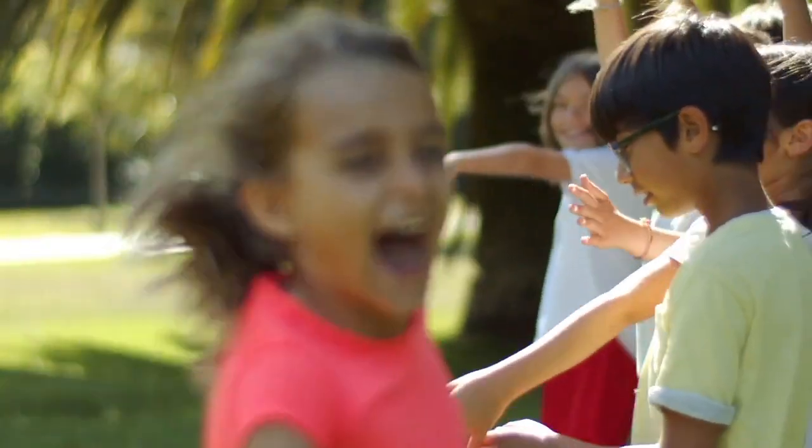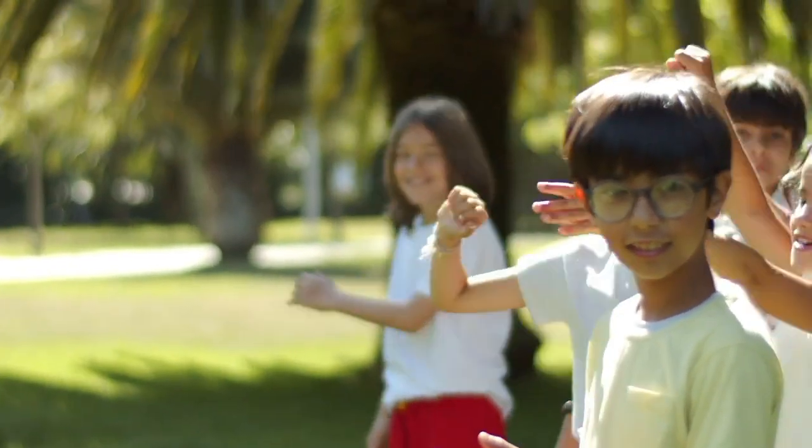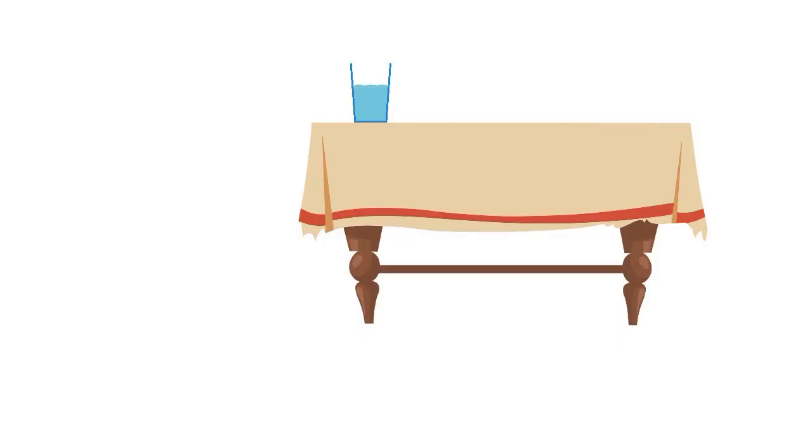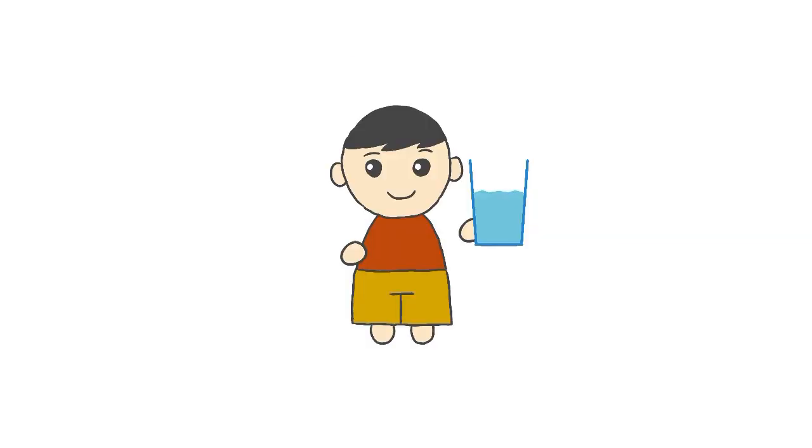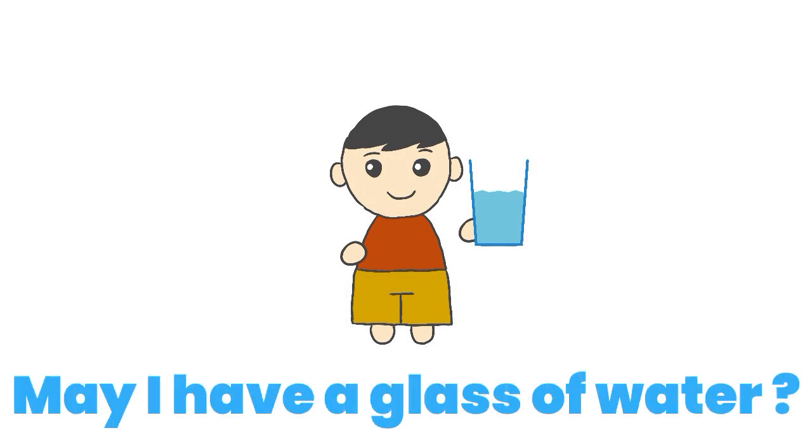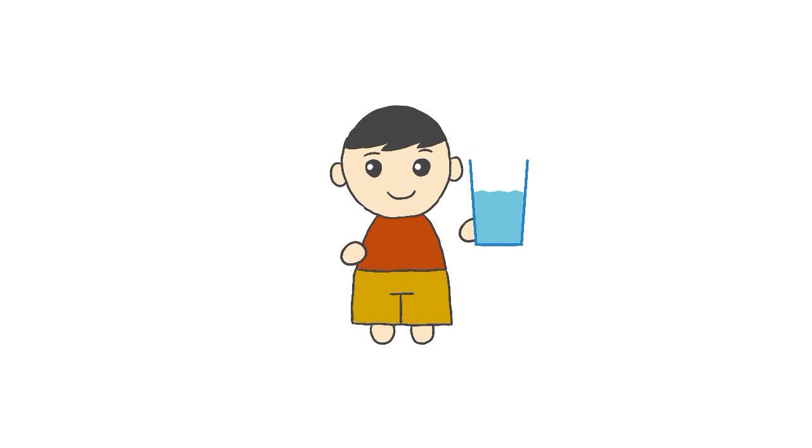Now, let's imagine that you are the one who is playing and that you really need a glass of water. How can you ask for a glass of water? Well, just like Bob, you can say, "May I have a glass of water?" Let's practice asking for a glass of water together. On the count of three, we will all say, "May I have a glass of water?"